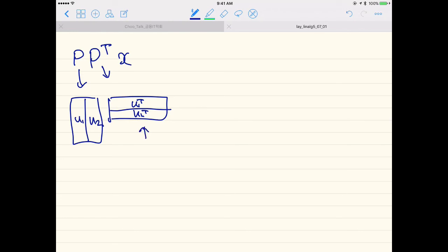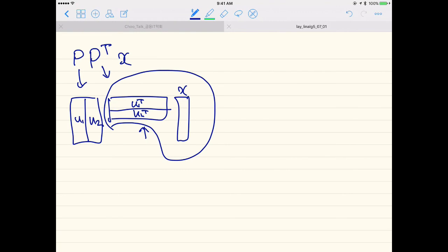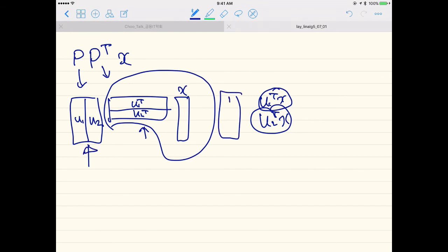So we have two orthogonal vectors, and we have one vector x. Let's look at the first part. Then it will be u1 transpose x, u2 transpose x. So it is like you are projecting x onto u1 and u2, and the length is represented by these two. And now we have these u1 and u2, and these are the scalars.